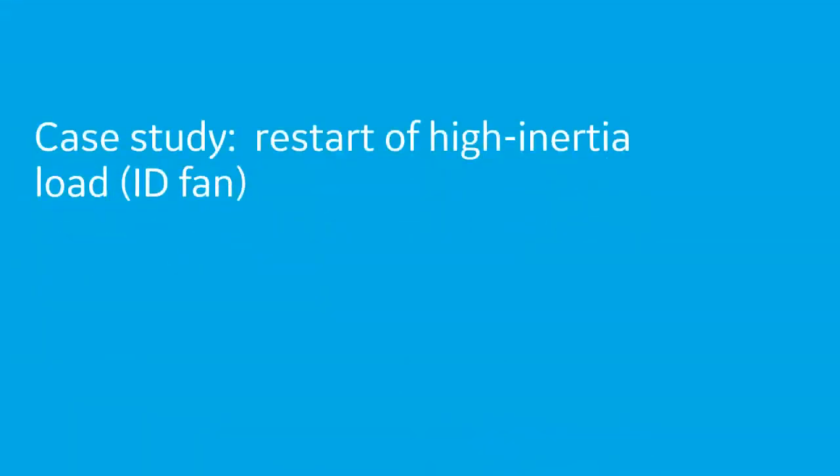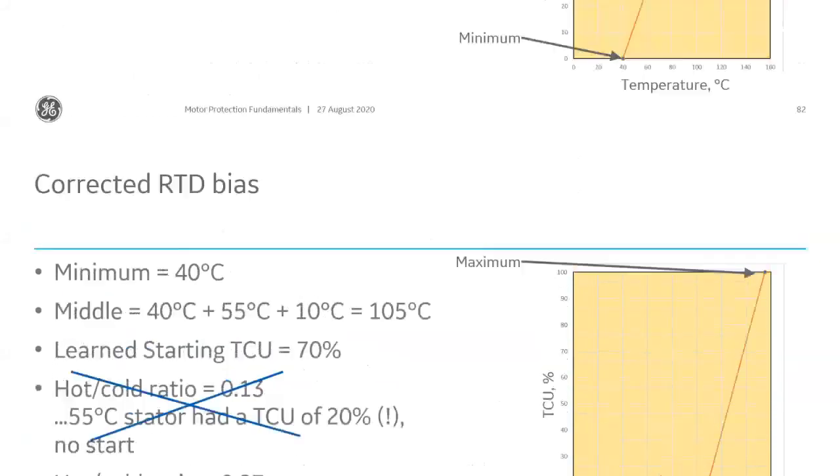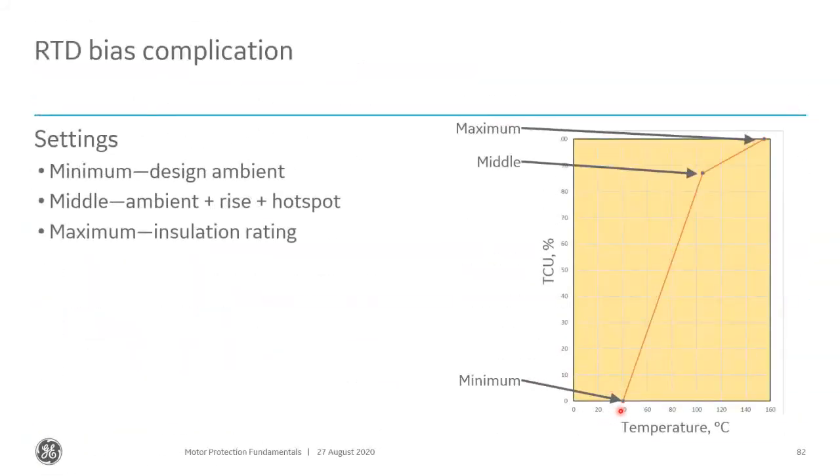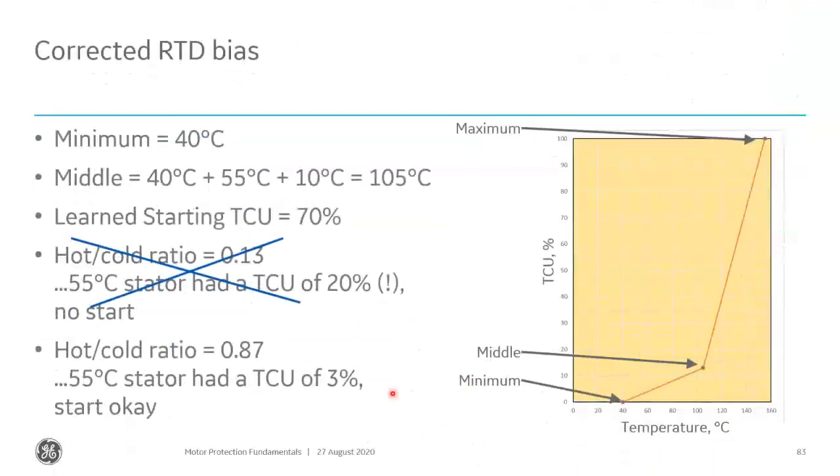55 degrees, 20%. So that was driving your thermal capacity used up very high. If you look at the correct calculation at 55, it would have only been 3%, so a start would have been okay. So that was a lesson learned there.